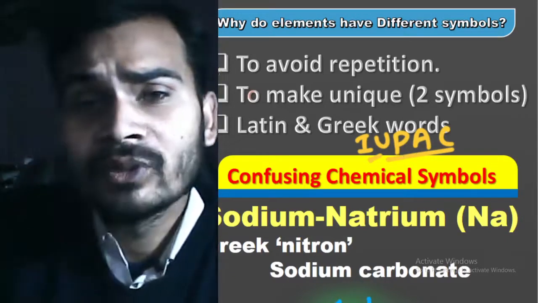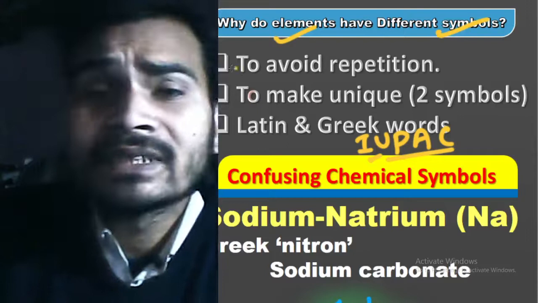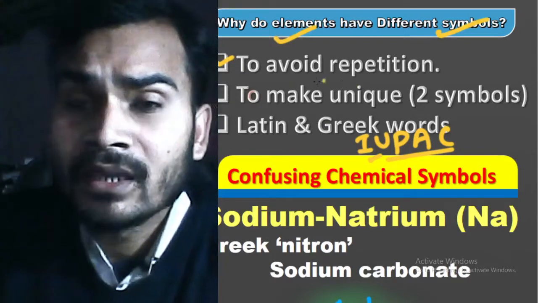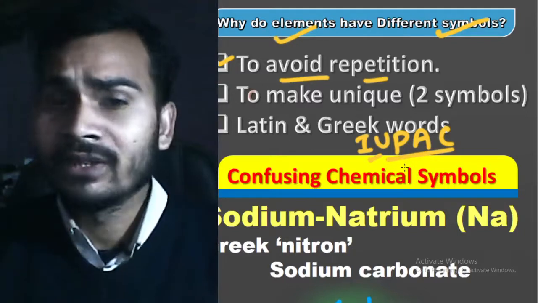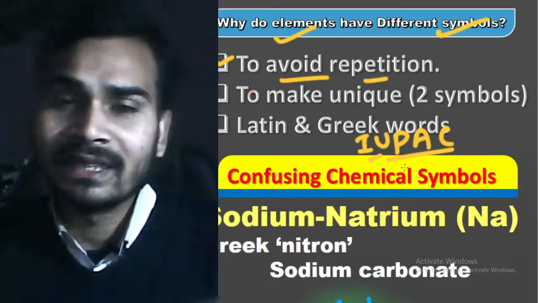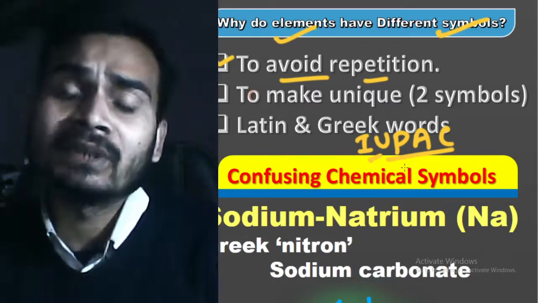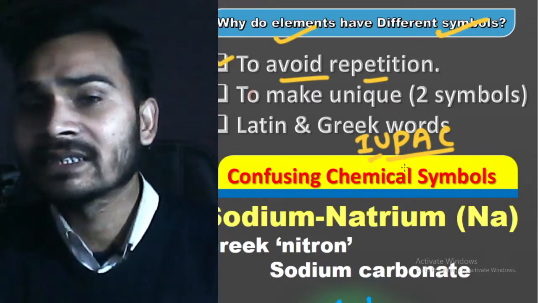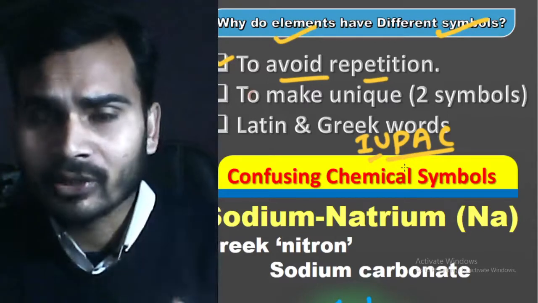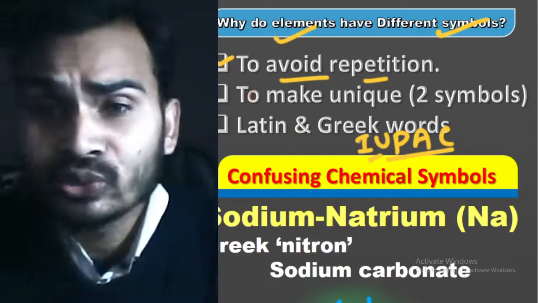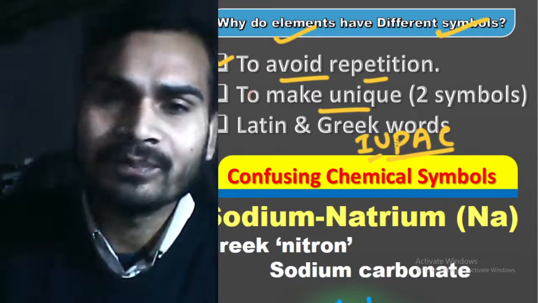So now let us come to the point: why do elements have different symbols? Different symbols are there to avoid repetition. Just think, if the name always started with C, then how can you recognize whether the element is carbon, cobalt, copper or calcium? So they must have different symbols, so we can recognize them and also learn their physical as well as other properties. It is very important to have different symbols for a unique identity. The elements get their unique identity with the help of their unique symbols.